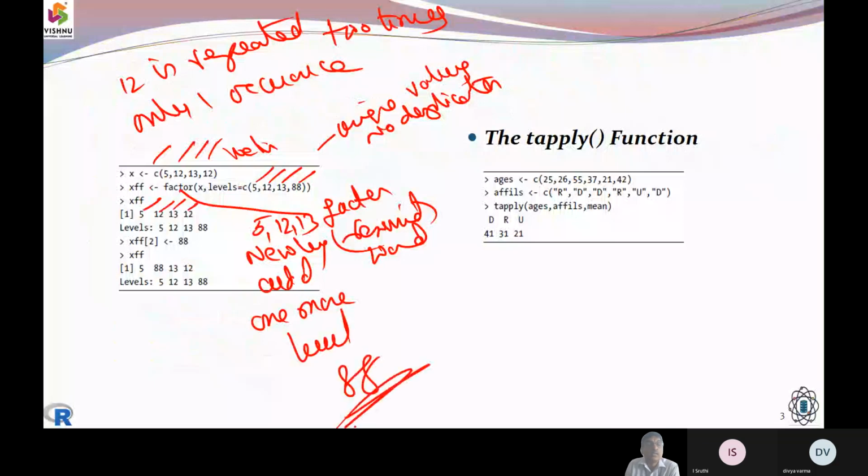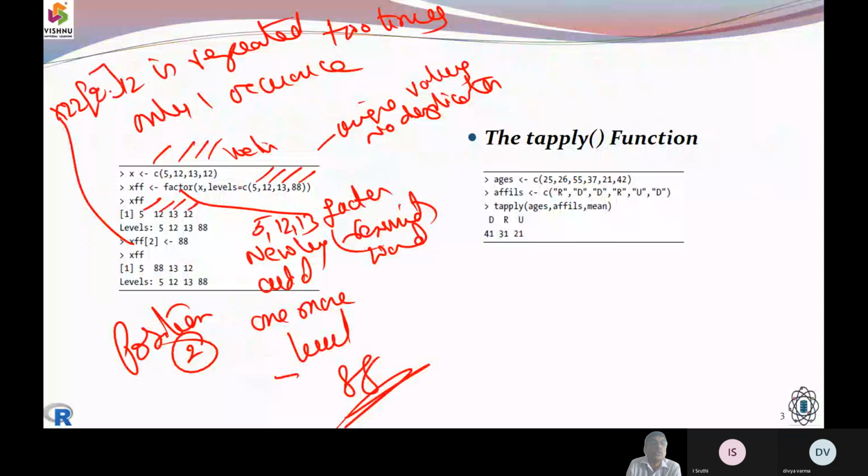That is what we are going to call it as 88. And then we are going to add this one at the position 2. Therefore, we are going to say the position. So x[2] is fed with 88.